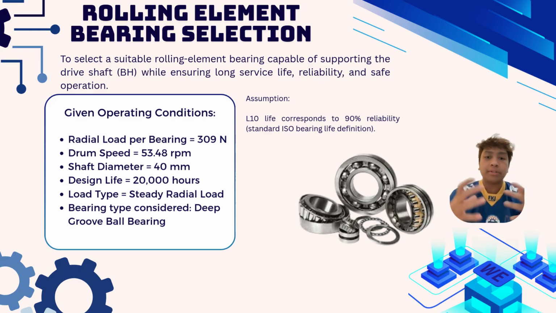The drum rotates at approximately 53.48 rpm, and the required service life is 20,000 operating hours. The shaft diameter selected earlier is 40 millimeters, so the bearing must be compatible with that dimension. To evaluate the bearing life properly, we use the ISO 281 basic rating life equation, also known as L10 life, which corresponds to 90% reliability. This ensures that at least 90% of identical bearings will achieve the calculated life under the given load conditions.